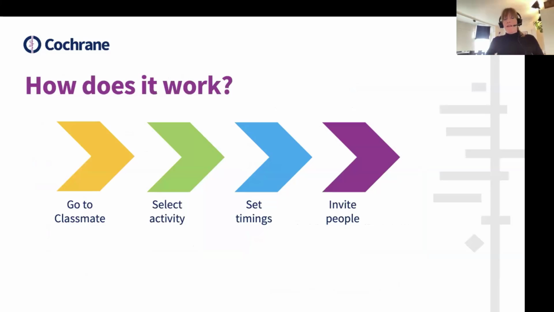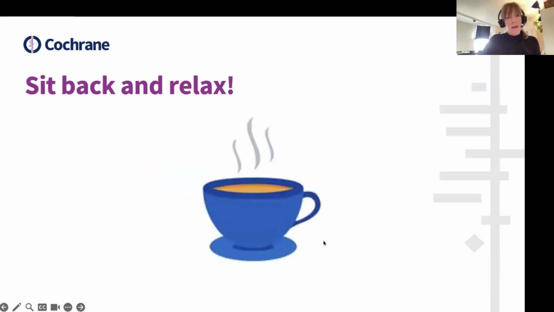So it's really easy to use Classmate. I honestly want to emphasize that, but you'll see just how easy it is in a moment. But essentially, there are 4 key steps. Go to Classmate, choose what it is you want your students to do, set some parameters around that regarding timings, and invite your students. And it really is as simple as that. And you can then sit back and relax with a cup of tea.